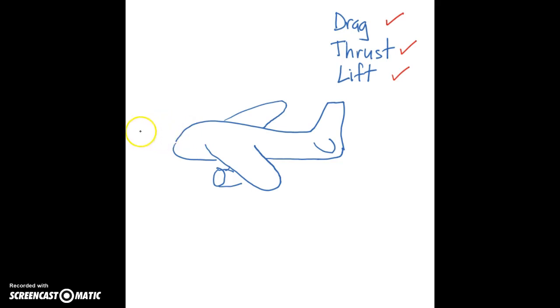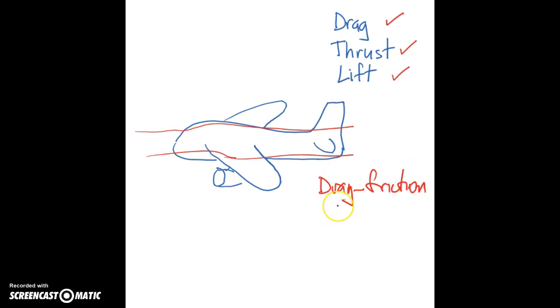Drag is what we've been calling friction and many other things. It's the resistance of the airplane as it moves through the air. So drag is like friction when an object moves through a fluid. And a fluid could be anything that is like air or water.